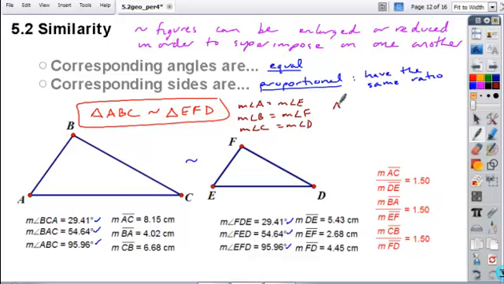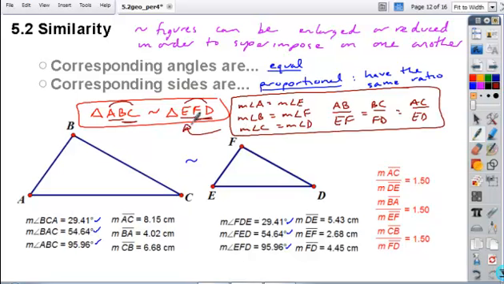So the ratio of AB over its corresponding part, EF, is going to be the same as every corresponding pair. So BC over FD, and that's the same ratio as AC over ED. So all of these relationships will hold true based on the similarity statement.